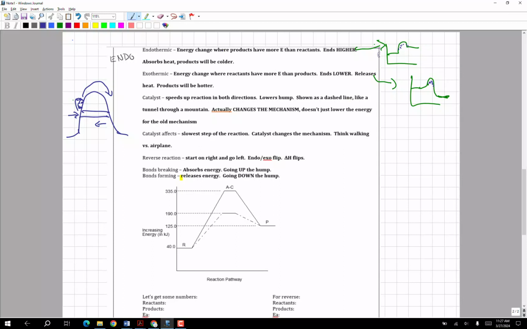It doesn't just lower the energy of the old mechanism. A catalyst affects the slowest step of a reaction. The catalyst changes the mechanism. Think walking versus an airplane. So if I want to go to New York and I was walking, or I wanted to go to New York and I'm on an airplane, it doesn't even make sense to compare those rates, right? It's totally different.